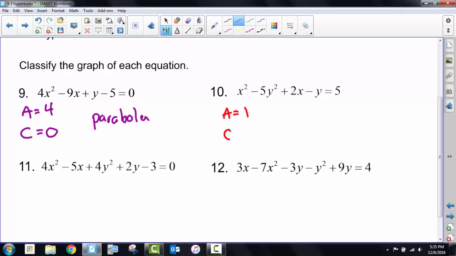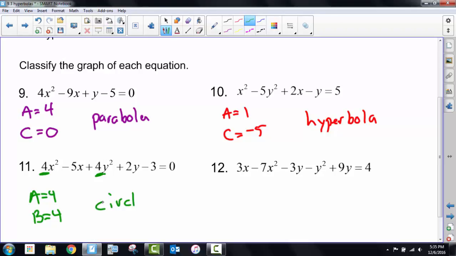On number 10, we know our A value is the coefficient before x squared. Our C value is the coefficient before y squared. The signs are opposite. Guaranteed to be a hyperbola. Okay, number 11, you can see we have a 4x squared and a plus 4y squared term. So that means both A and C are equal to 4. Oops, I wrote B. I meant C. I knew what I meant. Just ignore that B. That's a C. I'm not going to change it. But C is equal to 4. So that one's a circle.